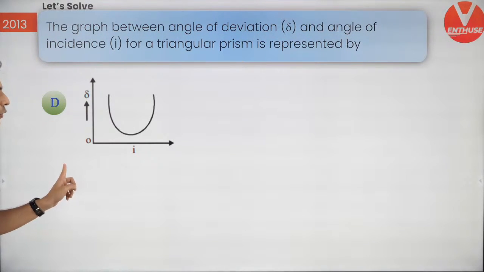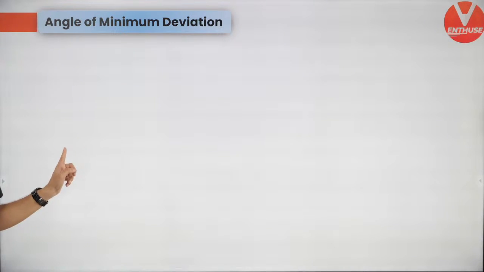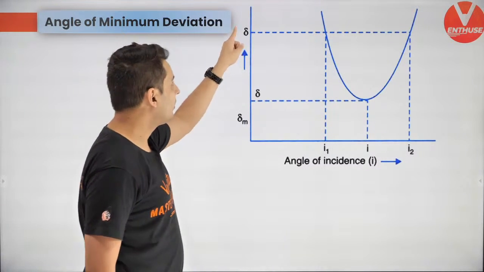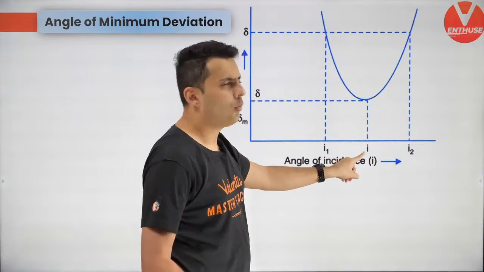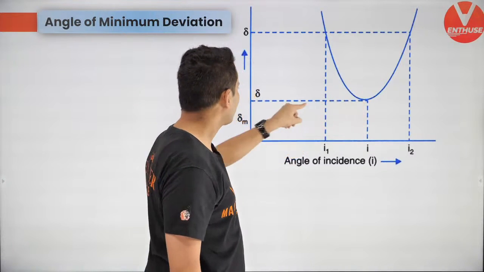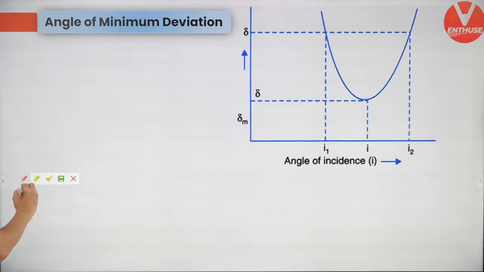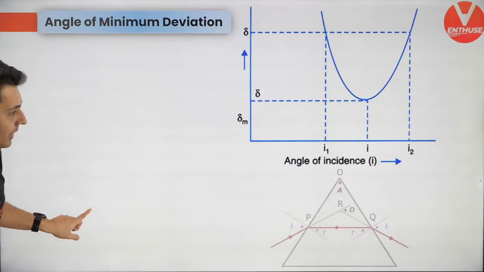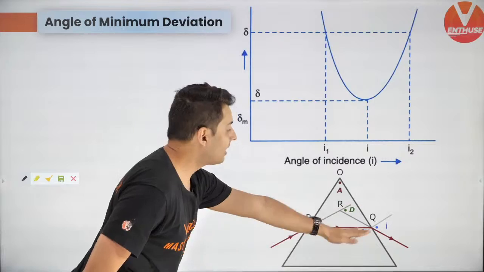Now let's see the formula for minimum deviation. The angle of minimum deviation is what I'm interested in now. The graph of deviation versus angle of incidence looks almost like this, and at one particular angle the incident angle is such that the deviation is minimum. When that happens, this is very important, guys. Let me show the diagram over here. When that happens, the entire diagram is symmetric.